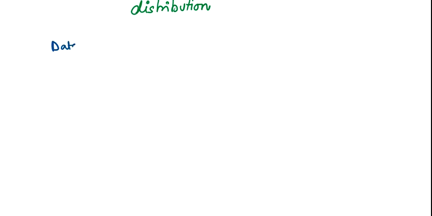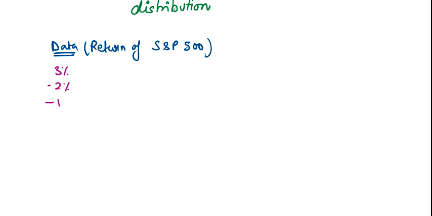We have one data. Suppose the data are the returns of S&P 500, means we are taking the daily return of S&P 500. So someday you will find 3%, someday you will find negative 2%, someday 1.5%, someday minus 0.5%, someday 2%, someday 1.5%, someday minus 3%. So this can be the daily return of S&P 500.